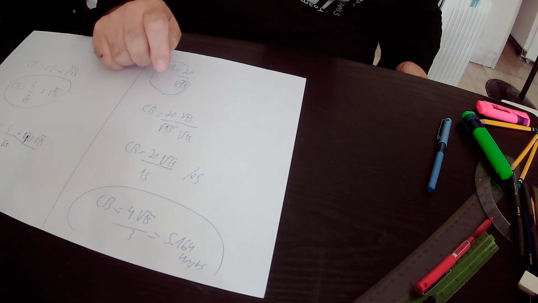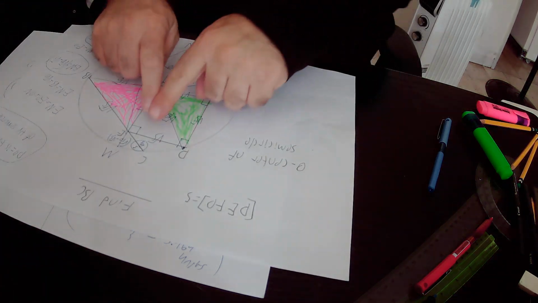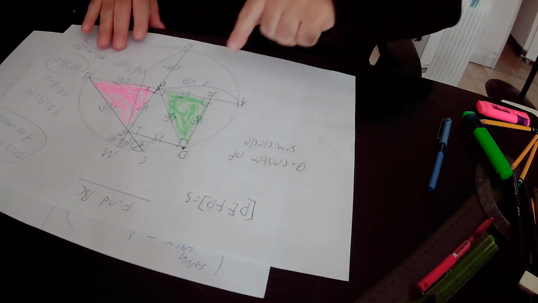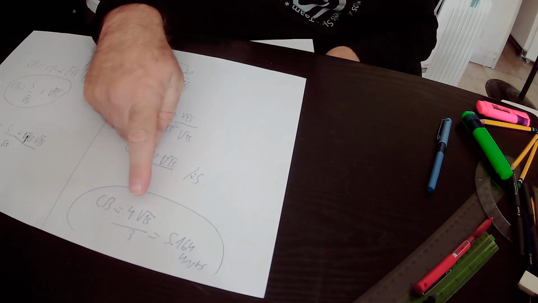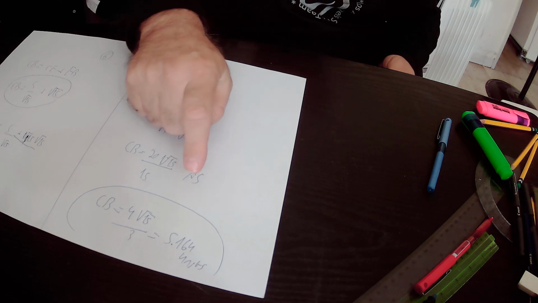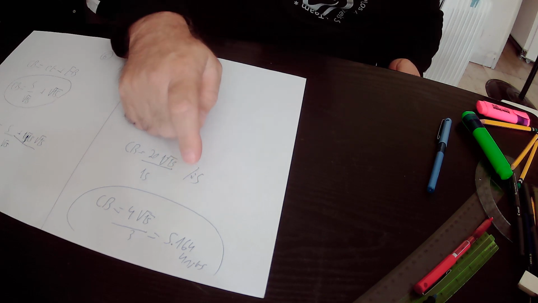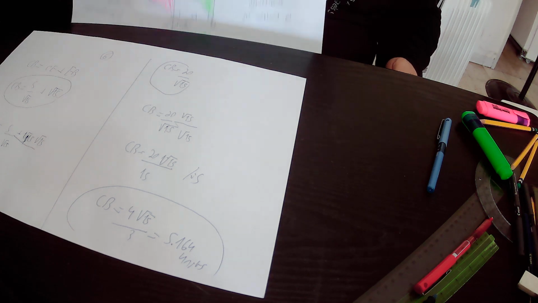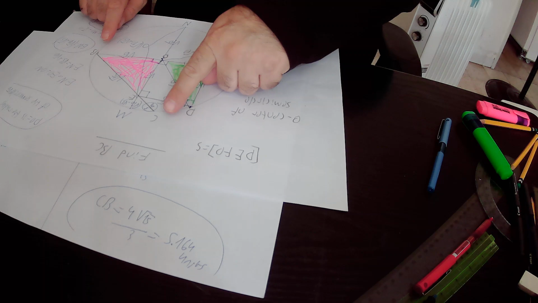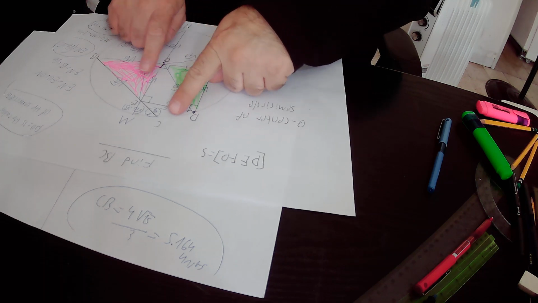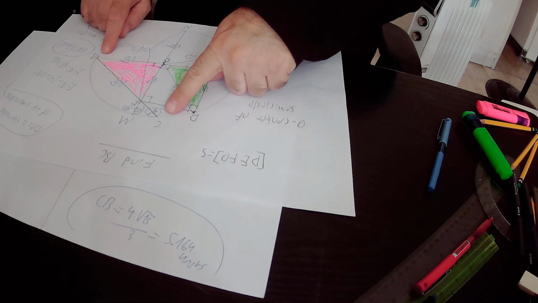So in conclusion, the length of chord CB equals either 4 times square root of 15 over 3 units, or in terms of numbers, 5.164 units. Again, the length of this chord CB equals either 4 times square root of 15 over 3, or in terms of numbers, 5.164 units.